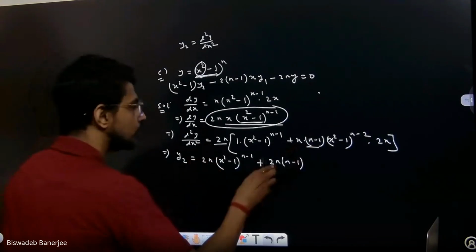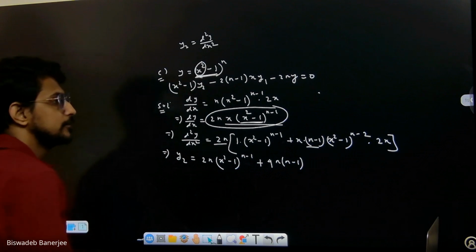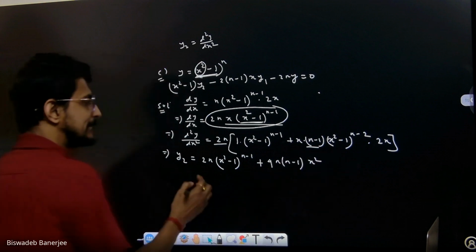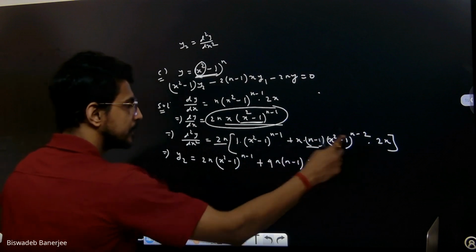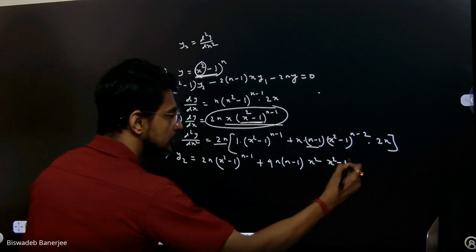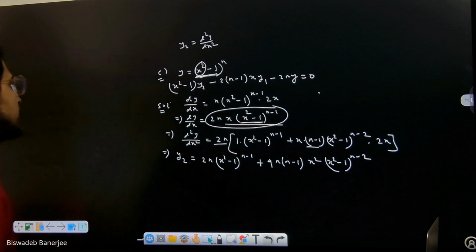Okay, 2 into 2 gives you 4. Then x into x giving you x square. Then n into n minus 1. Then x square minus 1 to the power n minus 2. There is my second order derivative.